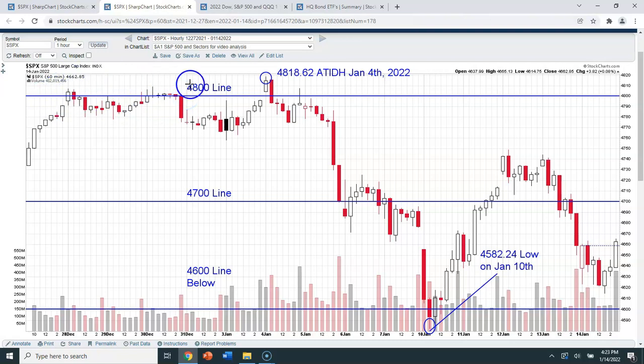We've had a few hours of trading above 4,800, but that's it, right? Only a couple of hours where we've closed above 4,800, and this is in the entire history of this index. And then you can see that 4818.62 intraday high that we made on Tuesday, January 4th, and then we rolled over and pulled back again to 4582.24 right here on Monday.